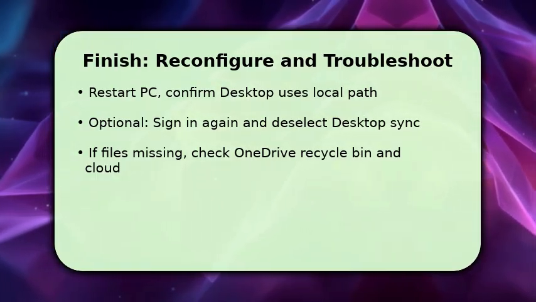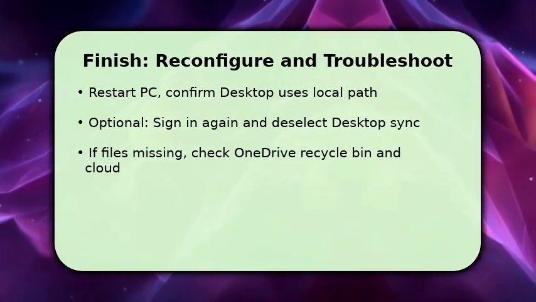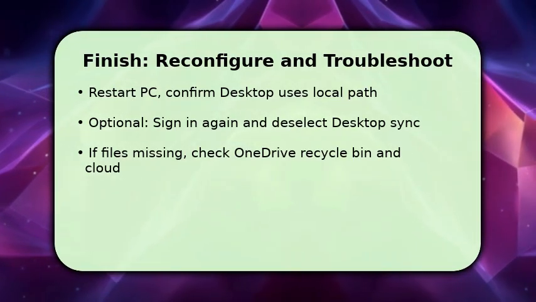If something went wrong and files appear missing, inspect the OneDrive Web Recycle bin and Cloud folder immediately. Often files remain in the Cloud or Recycle bin and can be restored quickly.